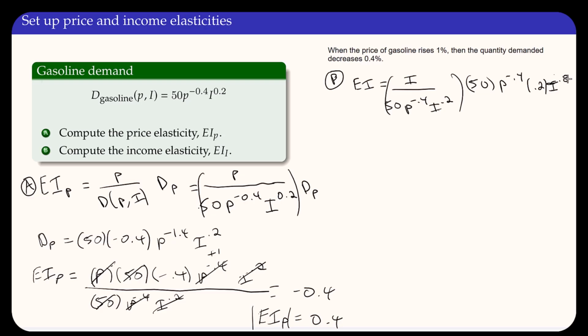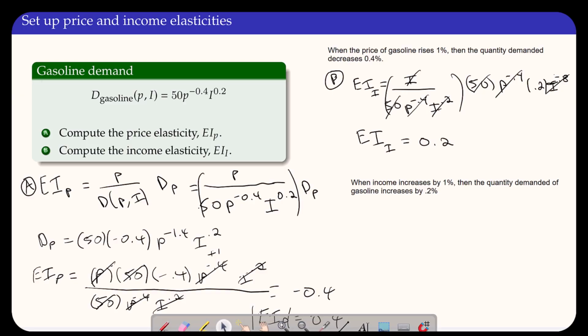And if we do a little bit of simplification, I had forgotten a negative over here. Make sure I had my negative. We're going to be just left with an income elasticity of 0.2. When income increases by 1%, then the quantity demanded of gasoline increases by 0.2%. That's how we interpret the elasticity.